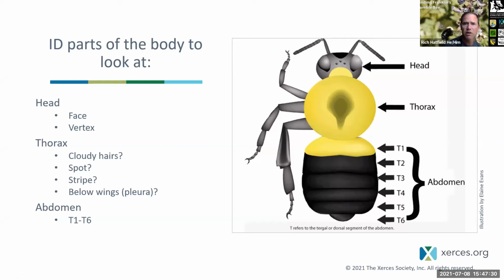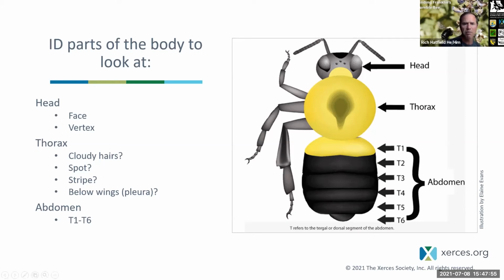The abdomen is broken up into tergal segments. Those are the T's that you see there, T1 through T6 in females, and males actually have an additional abdominal segment, so they have 7 abdominal segments. There are also corresponding sternal segments on the underside of the abdomen, but I will not be talking about those today. I'll just be talking about the tergal segments.